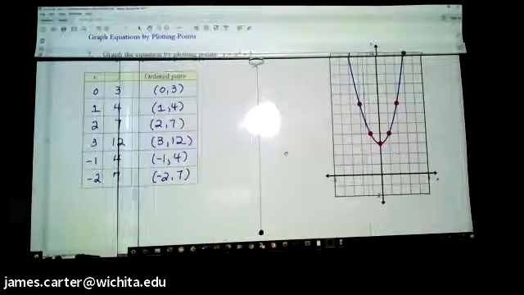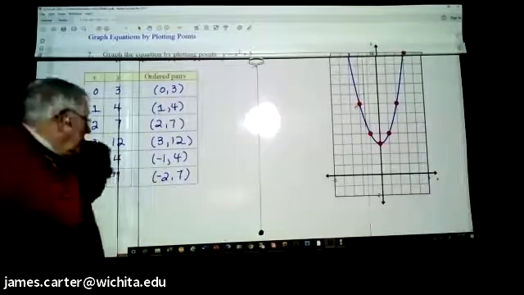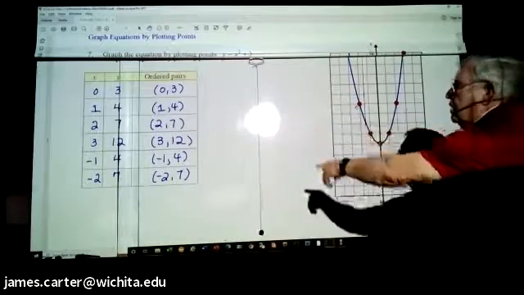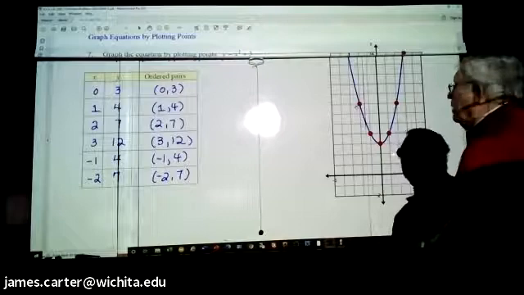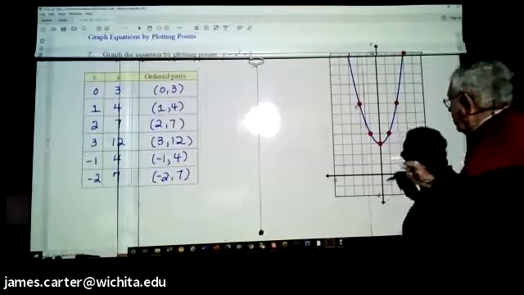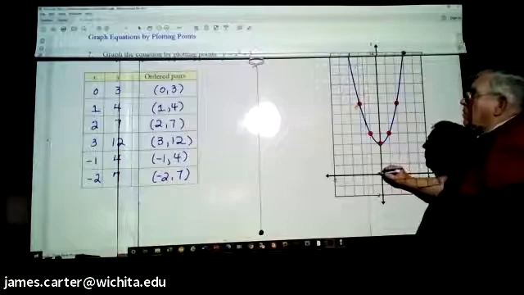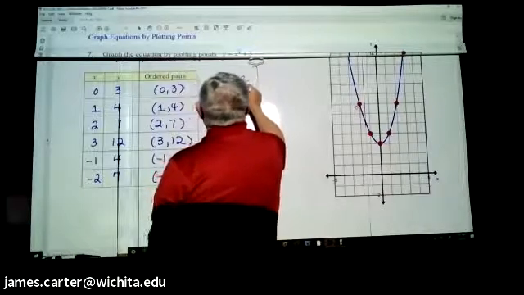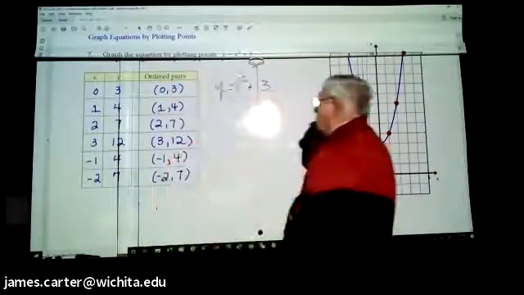Okay, graphing the equation. We're given a quadratic, okay? Now, in this case, they plotted points. Since they said plotted points, you have to pick some X values and find some Y values, okay? Now, we could have done this by transformation. Y equals X squared plus 3 is the equation.